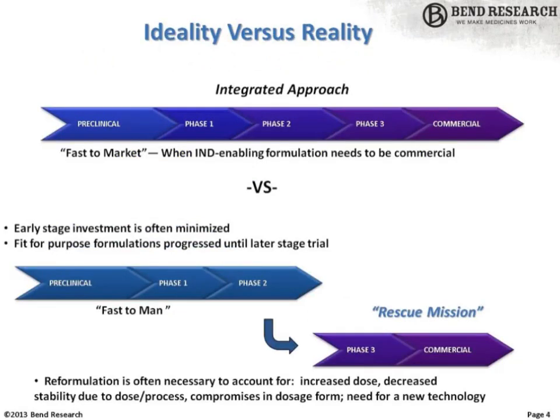But reality often is that rather than an integrated approach where your IND-enabling formulation needs to be commercial and it's fast to market, often because it's a first-in-class compound, often the early-stage investment in a compound is minimized, and fit-for-purpose formulations are used preclinically or in early clinical, so-called fast demand. But then when you get past the proof of concept study, you often end up in a rescue mission, and so reformulation is necessary to account for often increased dose, decreased stability due to dose and process, compromises in a dosage form, something that was fit for purpose, or even the need for a new technology.